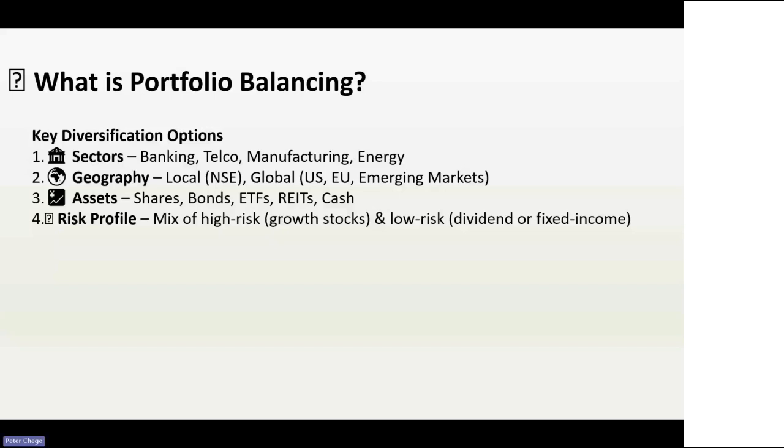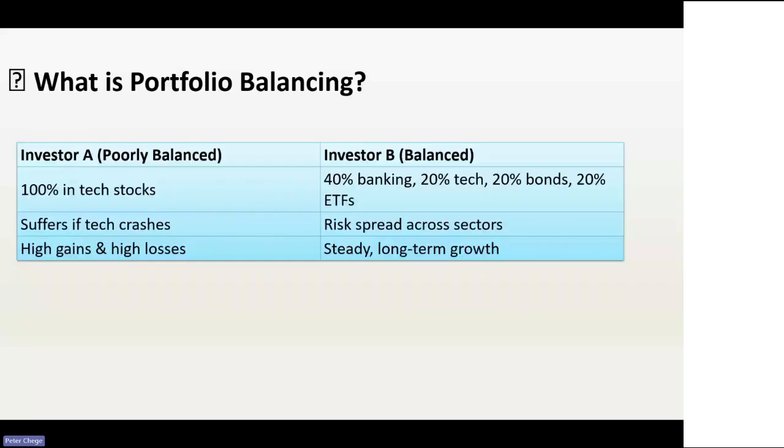Risk profile is a mix of high risk, that is growth stocks. They are considered high risk because of price volatility. Dividend stocks are low risk because your price fluctuation is compensated by dividend. Then there is fixed income where you are always receiving that interest coupon. Coupon is also interest. So let's see the difference between a poorly balanced and a balanced investor.